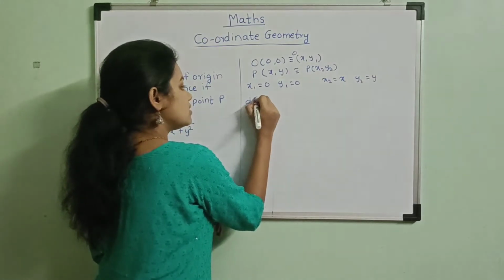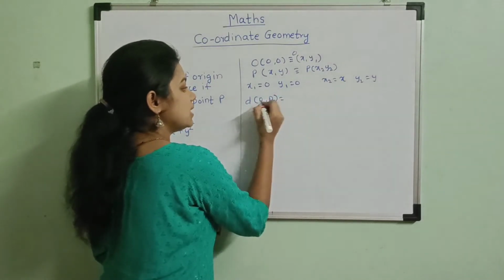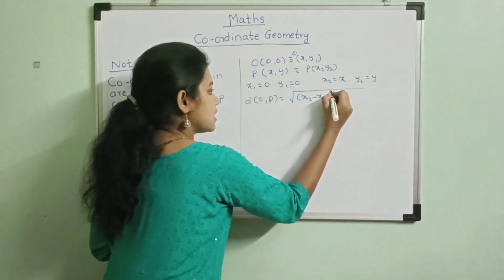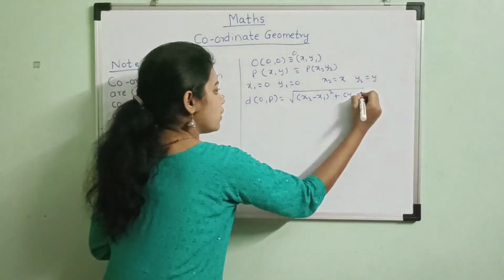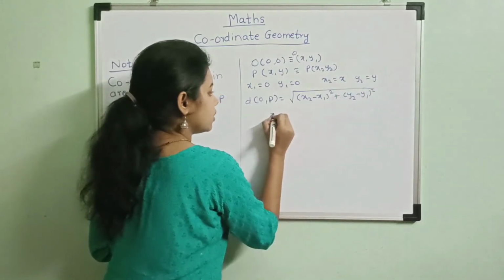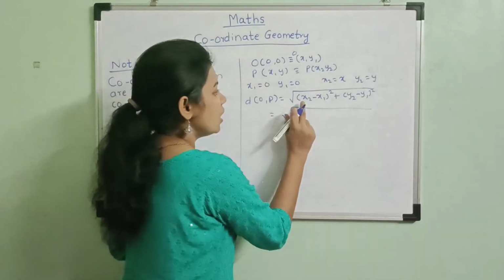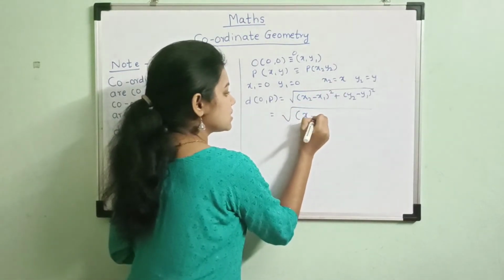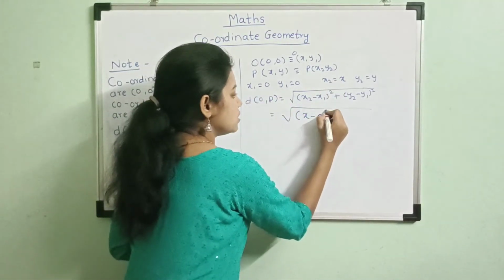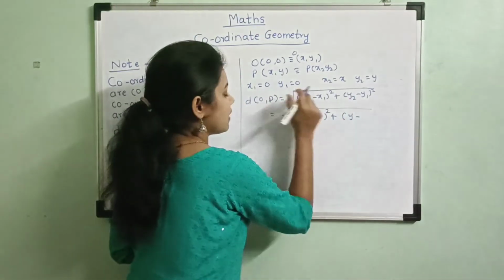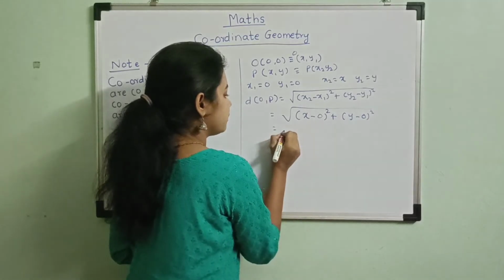Okay. So use the distance formula. What is the distance formula? Distance OP equal to square root of (x2 minus x1) square plus (y2 minus y1) square. Okay. अब हम सिर्फ यहाँ पे वैल्यूज पुट करेंगे. What is the value of x2? x minus, what is the value of x1? 0 square. Then y2 की वैल्यू क्या है? y minus y1 की वैल्यू है 0 square.